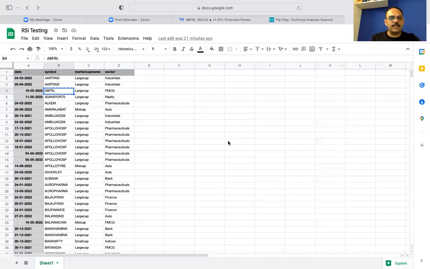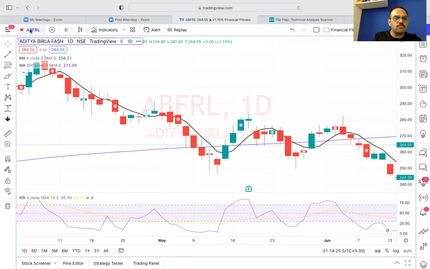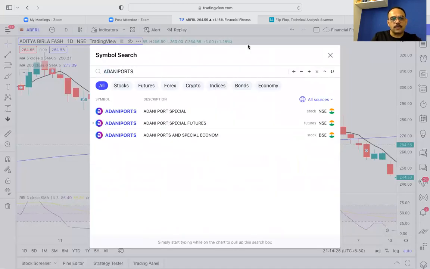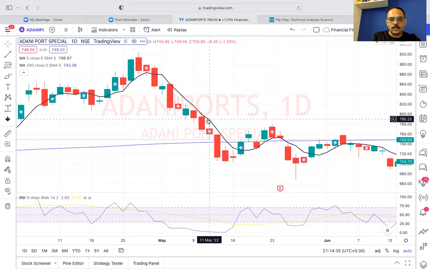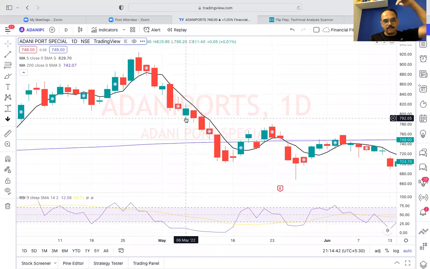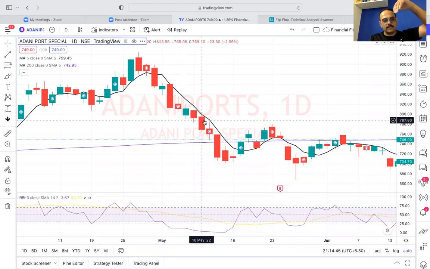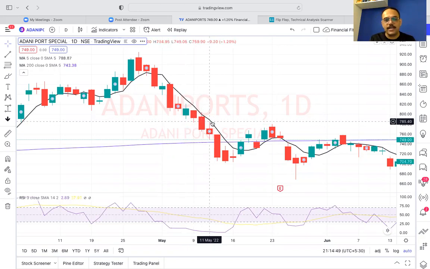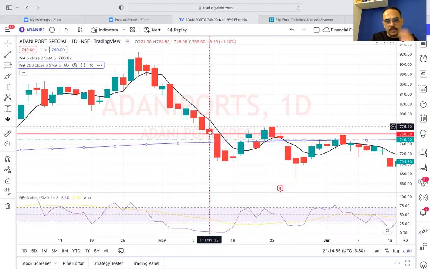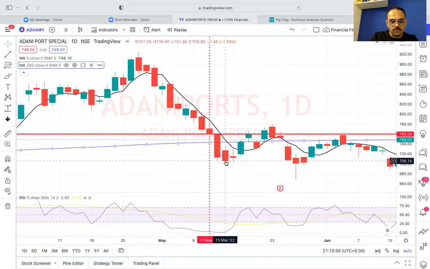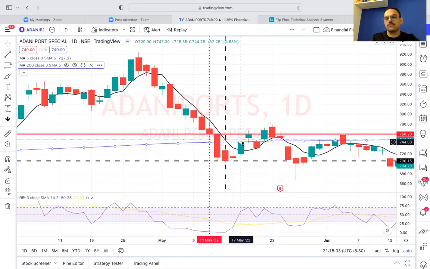Yes, okay. Let's take a few more examples. Let's take Adani Ports, 11/5/2022. Okay, this is 11/5. So this is again 1, 2, 3. It is starting from above 10, 6, 3.67, below 3, 2.89. We buy here at the close, then wait for 2 days. We can buy here if it goes down and close here. So it will average out. Fine.